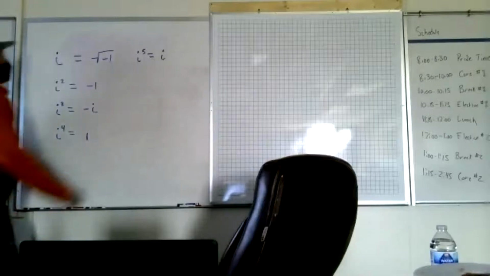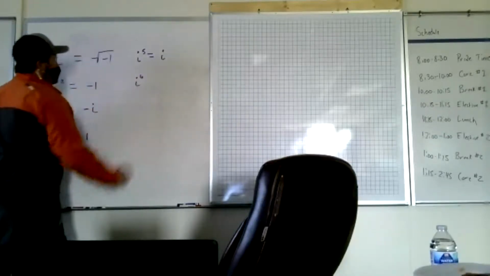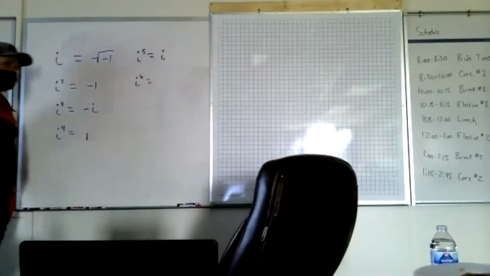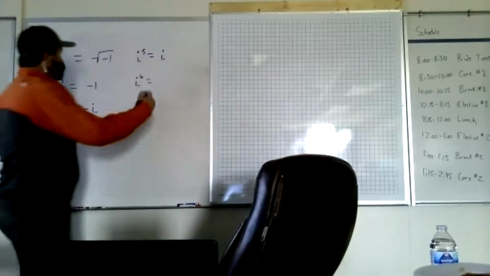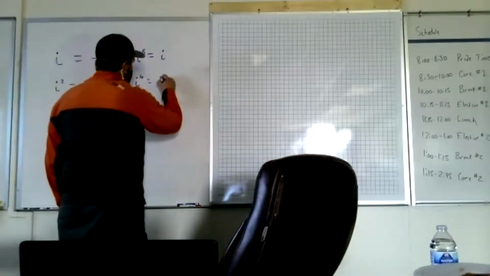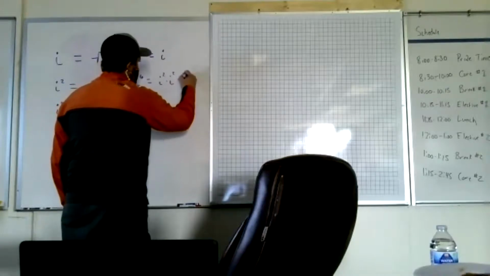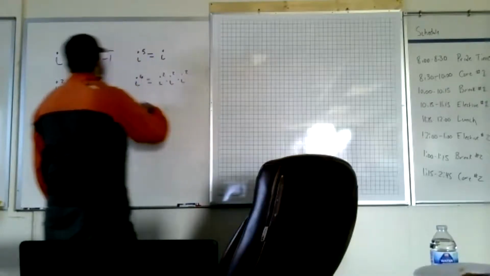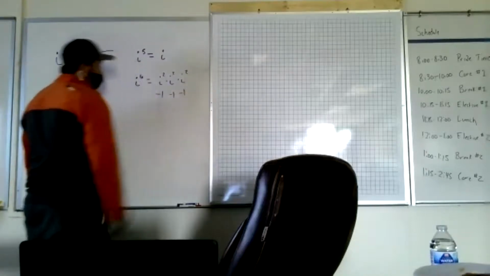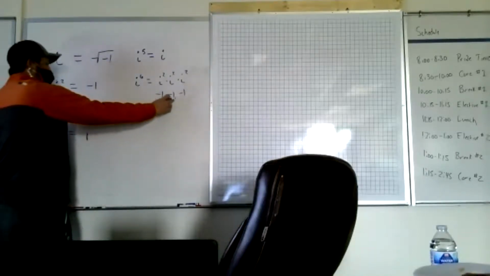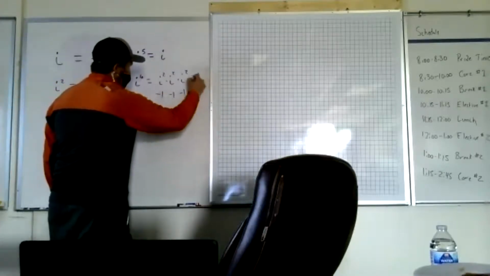Okay? i to the 6th power is the same thing as taking i squared times itself 3 times. You could actually break it down like that if you wanted to. i squared times i squared times i squared. We know that i squared is negative 1, so negative 1 times negative 1 times negative 1. Negative 1 times negative 1 is 1, times negative 1 gives you negative 1 again.